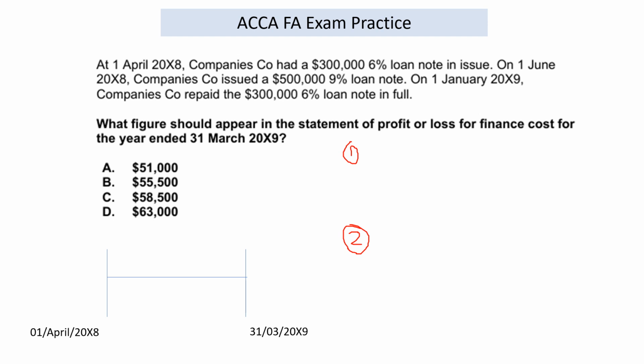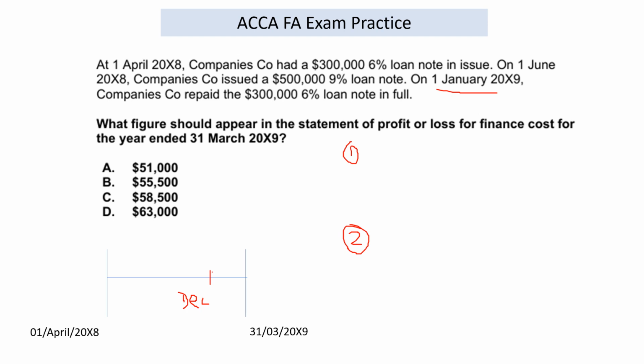We repaid the loan on 1st of January 2009. So what does that mean? We will have to charge interest for the month of April, all the way until December 2008, isn't it? Because on 1st of January, we are repaying the loan note.